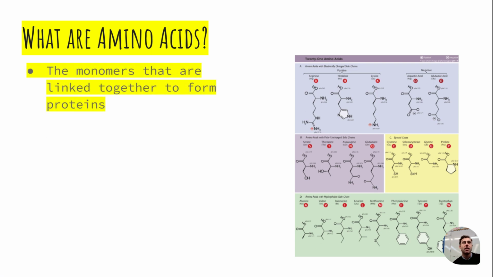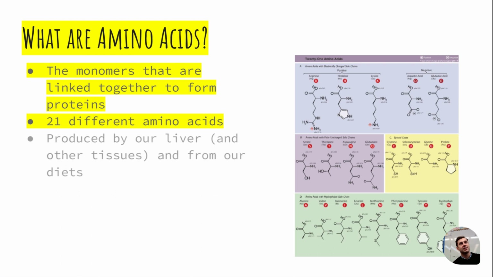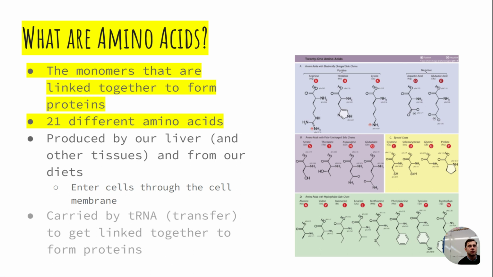What are amino acids? So amino acids are the monomers that link together to form proteins. There are 21 different amino acids. They're produced by our liver or our diet. Essential amino acids are the ones that we're going to be getting from our diet. A lot of those, followed by a lot that you can produce. So these are the things, though. They are the monomer or the building block, we could call it, or the subunit, whatever we want to call it, that make up protein.